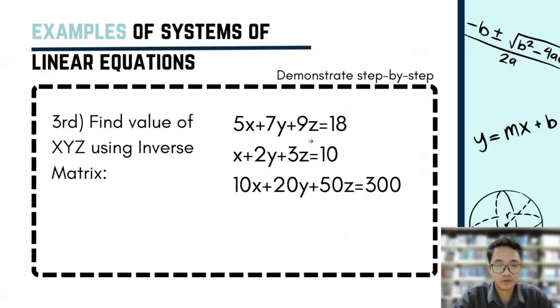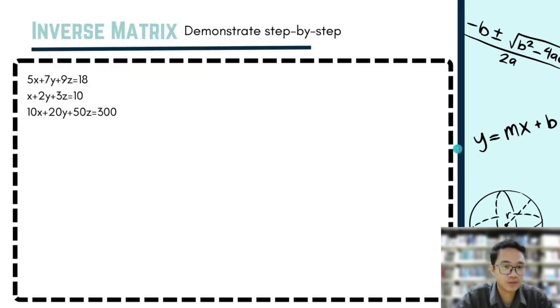So I'll dive deeper into how to calculate it using Python. I'll demonstrate it step by step. So the third question is: find the value of x, y, z using the inverse matrix. So this is the question. So the first step is we're going to separate out the x, y, z here.